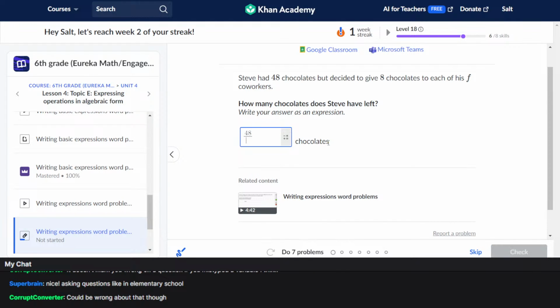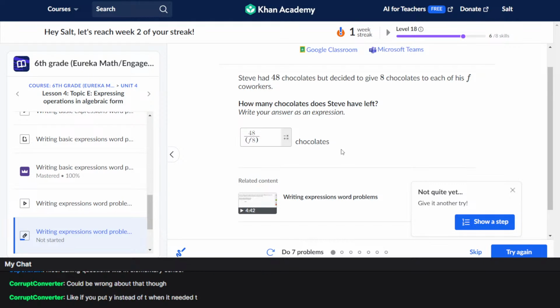Corrupt Converter says it doesn't mark you wrong on a question if you mistype the variable, I think. F times 8? Is that what this is? Oh, wait. Oh, well, that's good. Hopefully it doesn't. Damn it. Is that not what this is?